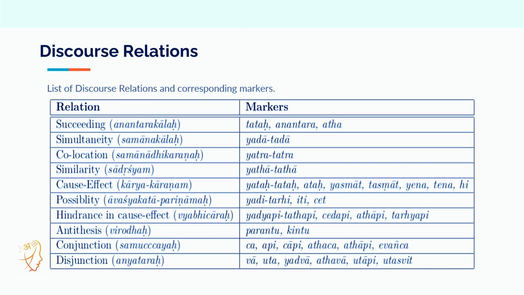Yes, so this is a comprehensive list of discourse relations and the corresponding markers. So far we have come across all these markers and we have segregated them into relations. So succeeding, or anantara kalaha, is the relation, and tataha, anantara and atha are the markers that can denote this relation. Similarly, simultaneity, collocation, similarity, cause and effect, possibility, hindrance in cause and effect, antithesis, conjunction and disjunction. So these 10 relations we have identified so far.